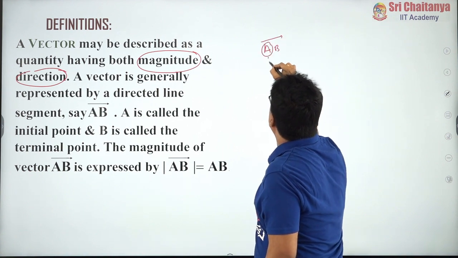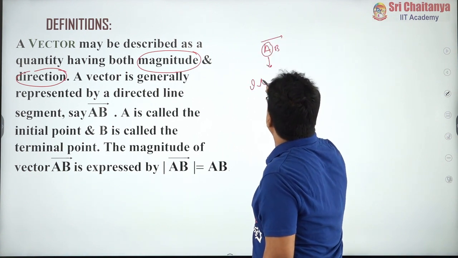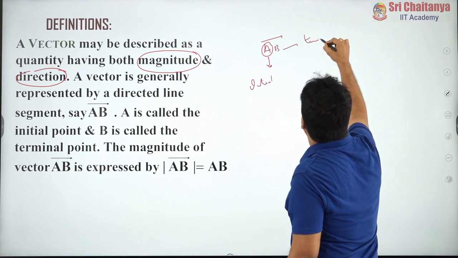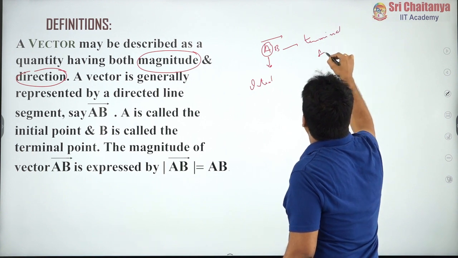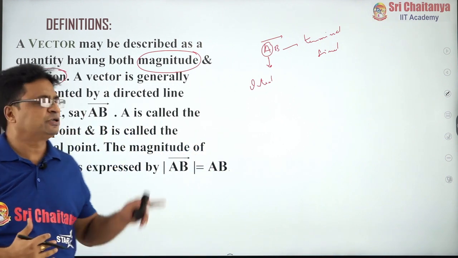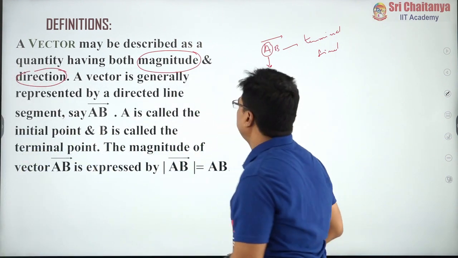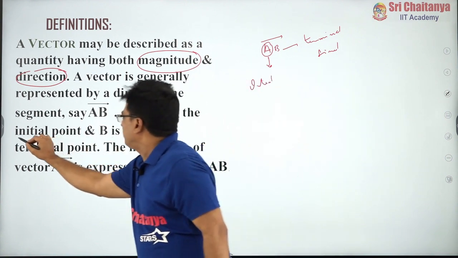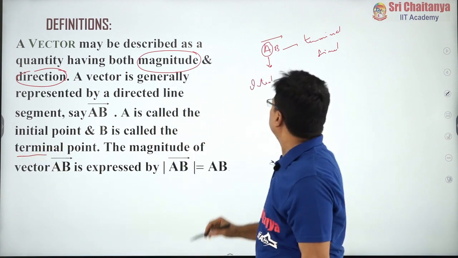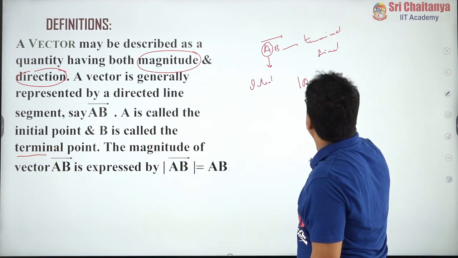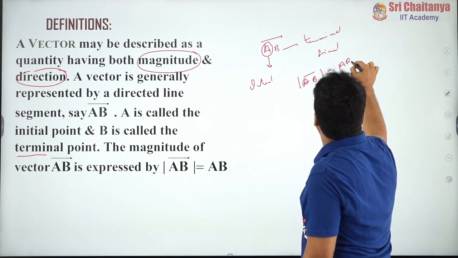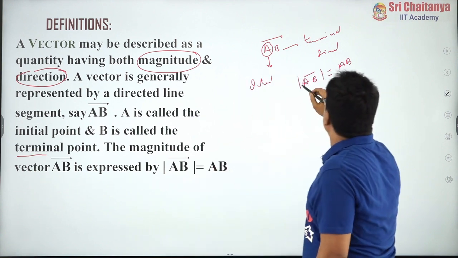Here this point A is called the initial point, and B is called the terminal point or final point. So, if anybody wants to learn something in vectors, one should know basic information like this. A is called the initial point, and B is called the terminal point. And the magnitude of the vector is denoted by mod AB bar, and simply we can also write it as AB. See the difference between these two.